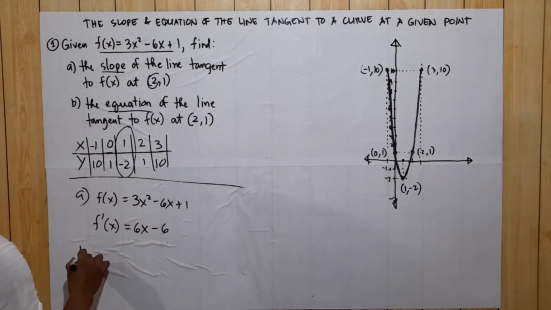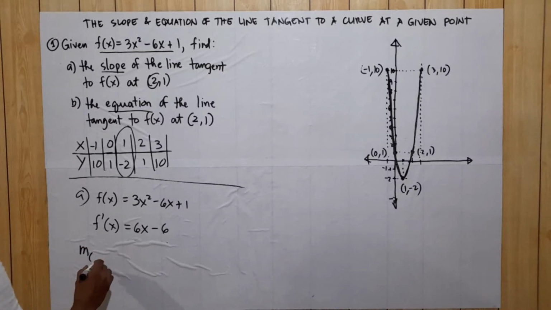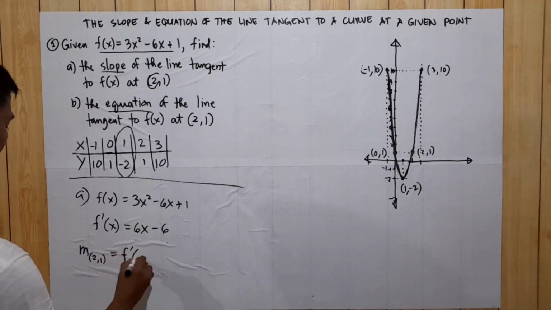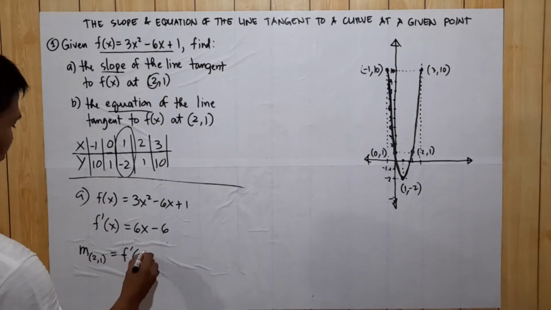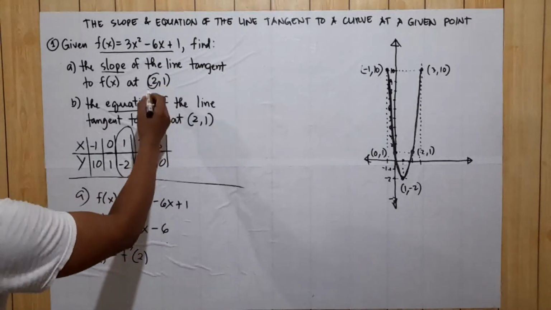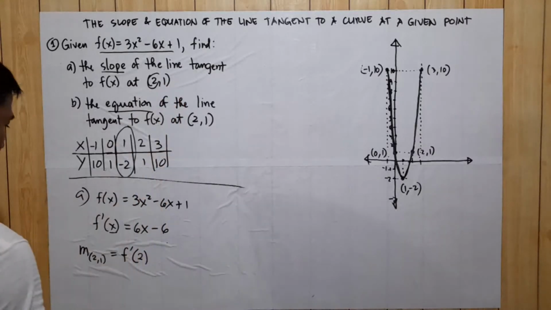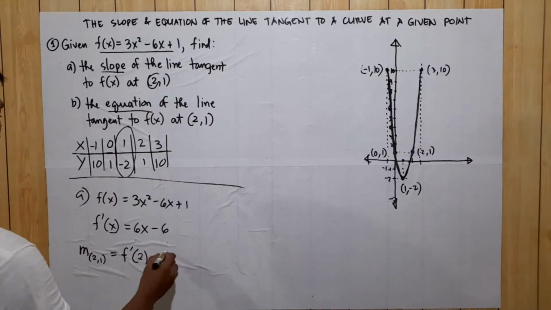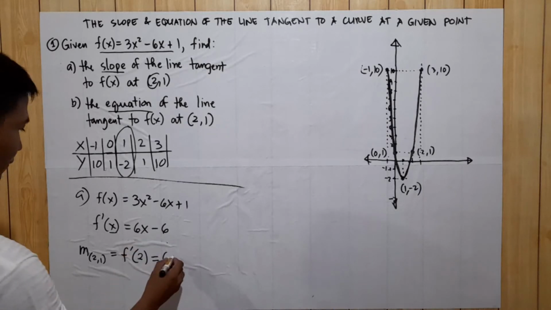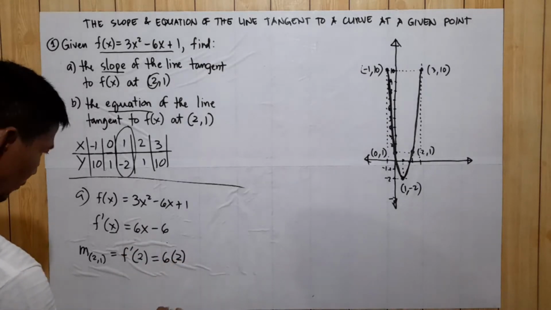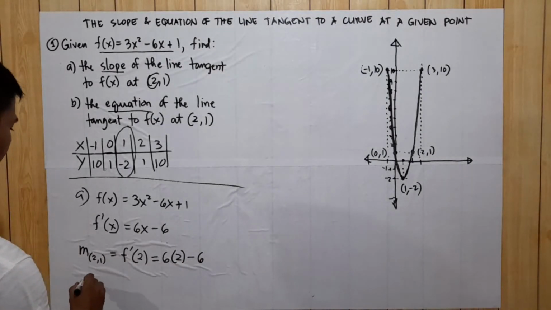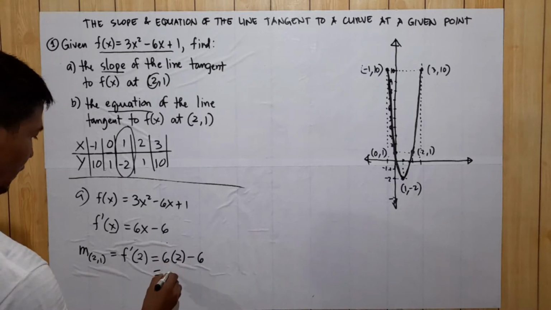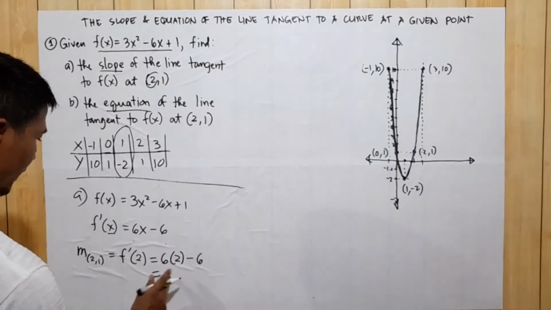Then po, ang m po natin ay m at 2, 1 is equal to the f prime of 2. So, tandaan po natin dito po tayo sa 2 kukuha. 2 po, kasi x po ang gagamitin natin. Hindi po yung 1. Yung 2 po. Is equal to 6 times, substituting 2 to x, we have 6 times 2 minus 6. So, therefore, yung slope po natin is equal to 6 times 2 is 12 minus 6 is 6 po siya.